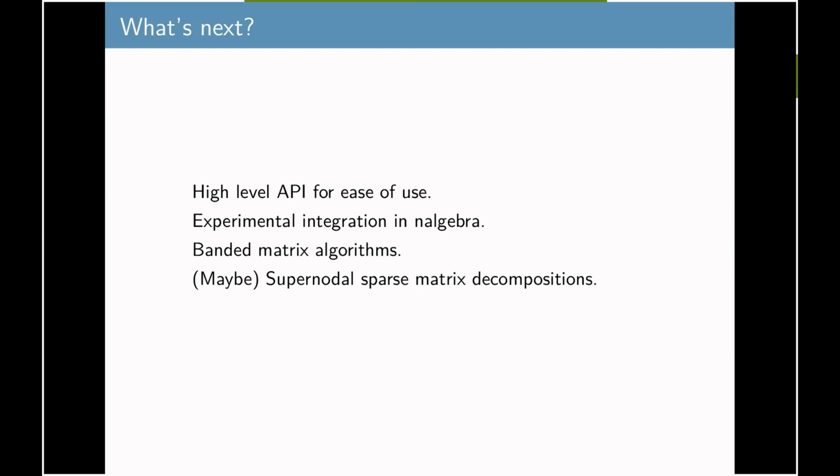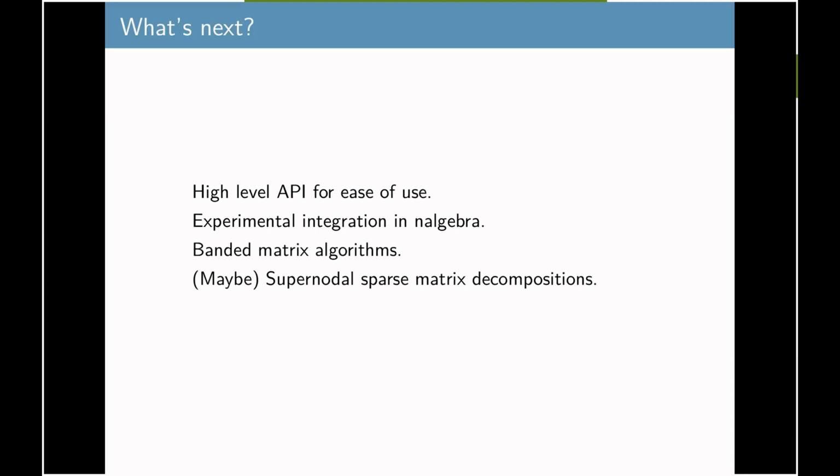In the future, I would also like to work on two main things, which are the banded matrix algorithms. So a banded matrix is a matrix which is sparse, like it's all zeros except for a band around the diagonal. We can typically use this structure to speed up a lot of the algorithms that I talked about.